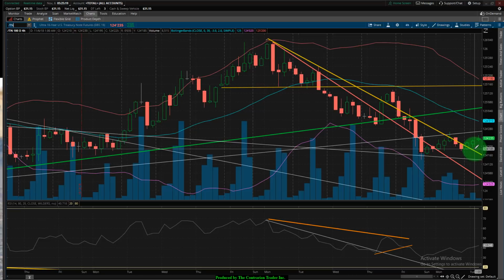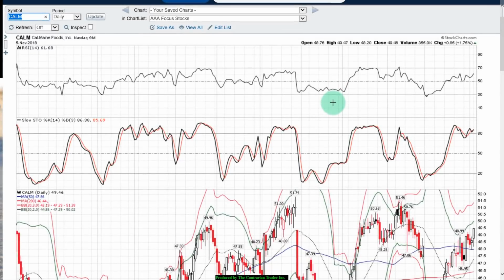And that will not bode well for stocks if we break out to a new 52-week high on the 10-year yield. Let's segue over and into the charts that we're watching and some member stock chart requests. Cal-Maine Foods. And William, if you're out there, I have your stock chart request. I'm going to be going over it. It'll be the last chart.